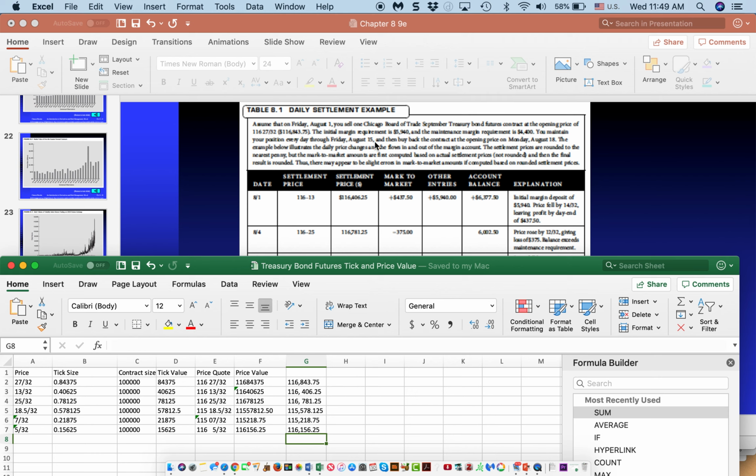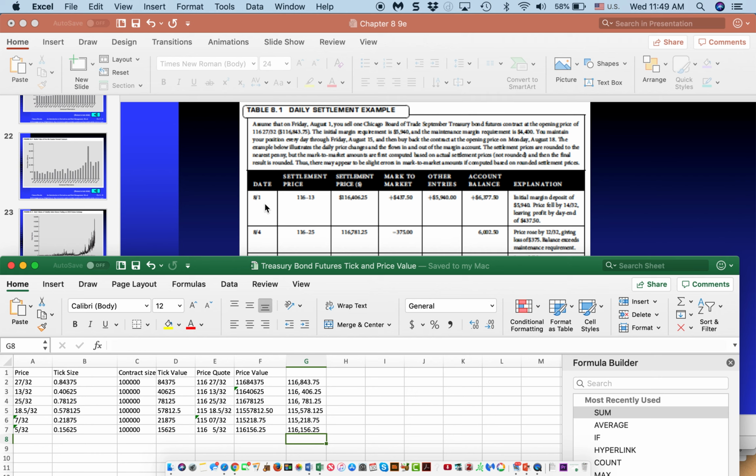Now, shorting a futures means that you are betting against it. So when the price goes down, it benefits you. In order to initiate this position, you had to deposit $5,940, which is called the initial margin. And the maintenance margin, the minimum that you have to have, is $4,400. If the balance goes down to $4,400, you have to fill it up to $5,940.